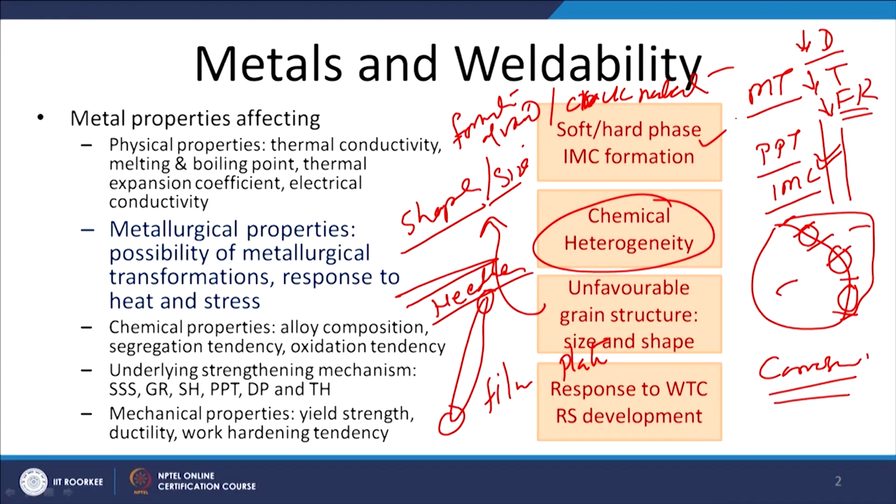So, this is one aspect, like whether soft and hard phases are being formed, or whether chemical heterogeneity is being promoted due to the formation of precipitates and intermetallic compounds, and the shape of these precipitates and intermetallic compounds, which will also be affecting the ability of the material to take up the external load with reasonable ductility or with reduced ductility.